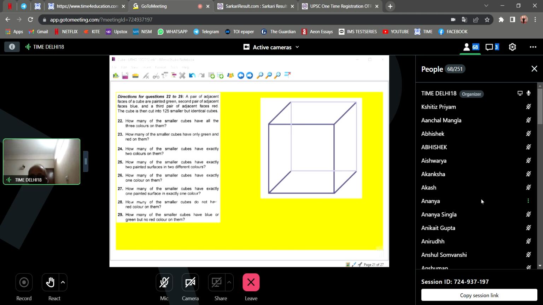Ritik, your answer for 22nd is not correct. Ananya, your answer is not correct. Tushar, your answer is not correct. Whatever question you are answering for, none of the questions has this answer. 23rd is not. Samrit, your answer is not correct for 22nd. Gitansh, your answer for 22nd was correct, but your answer for 23rd is not correct.